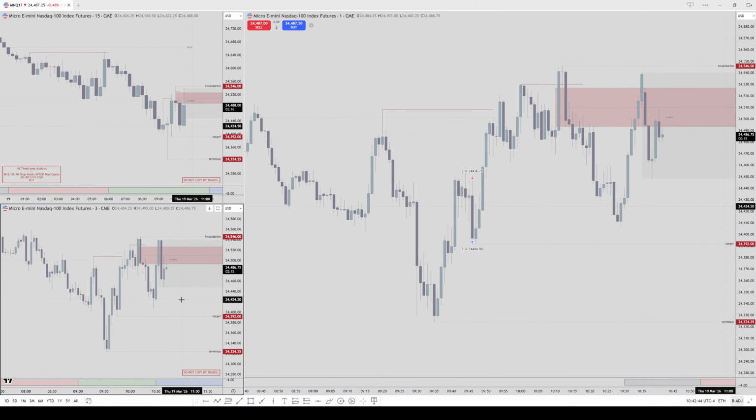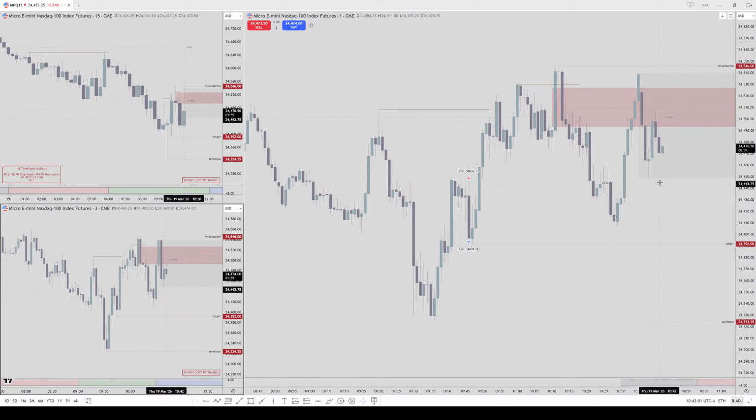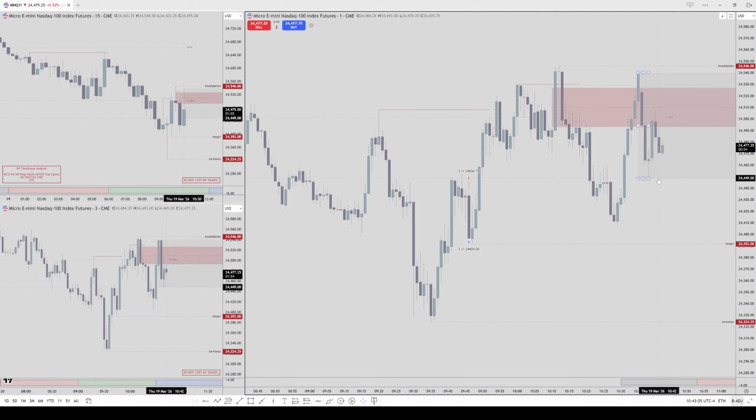So right here I see two possibilities. It all depends on where price goes first. If we take out this high first, then yes, I might want to go for shorts, but if it leaves this high right here and goes for the lows, then I think it's very possible that we trade higher, and we're just gonna play it by ear.